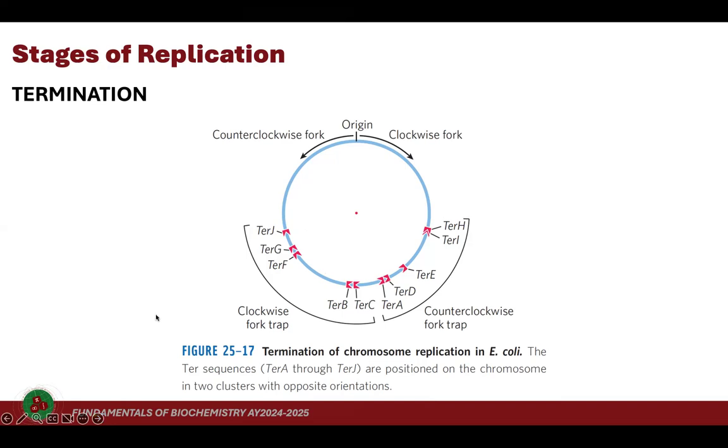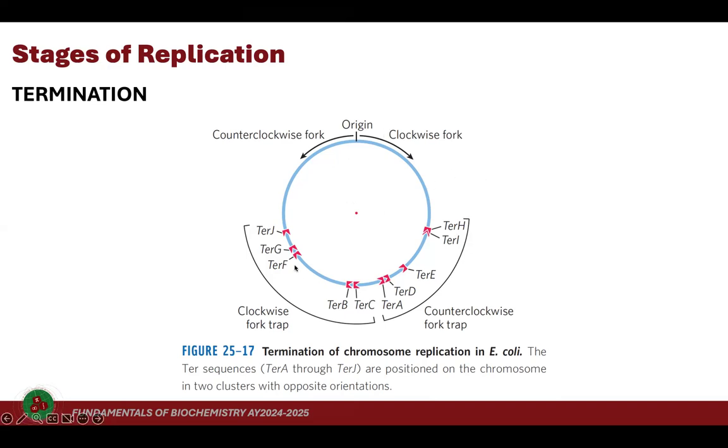Chances are the rate of migration of the two replication forks are not equal. One replication fork might be faster than the other, and this is dictated by the proofreading. There might be proofreading or some anomalies in the template strand itself, which causes one replication fork to become slower than the other.